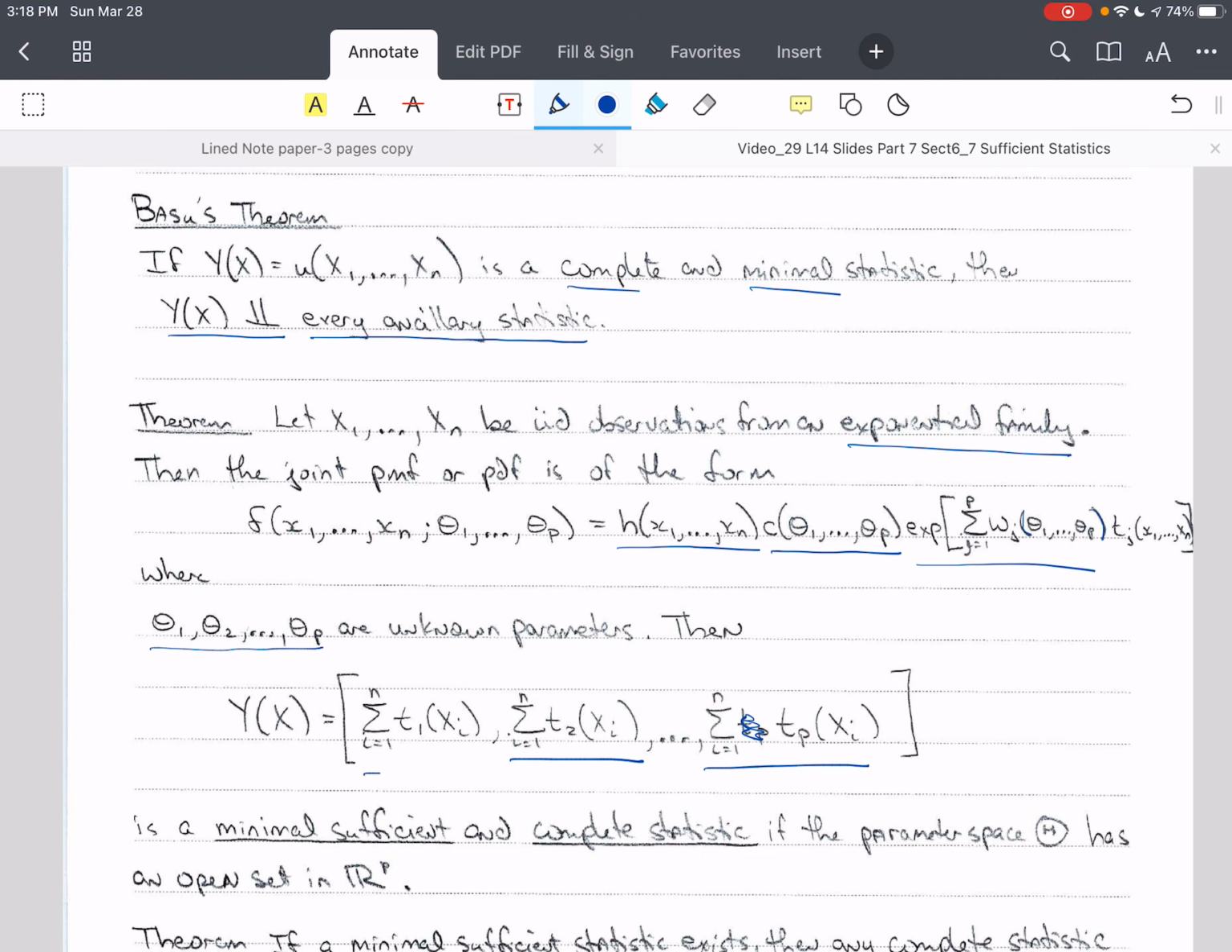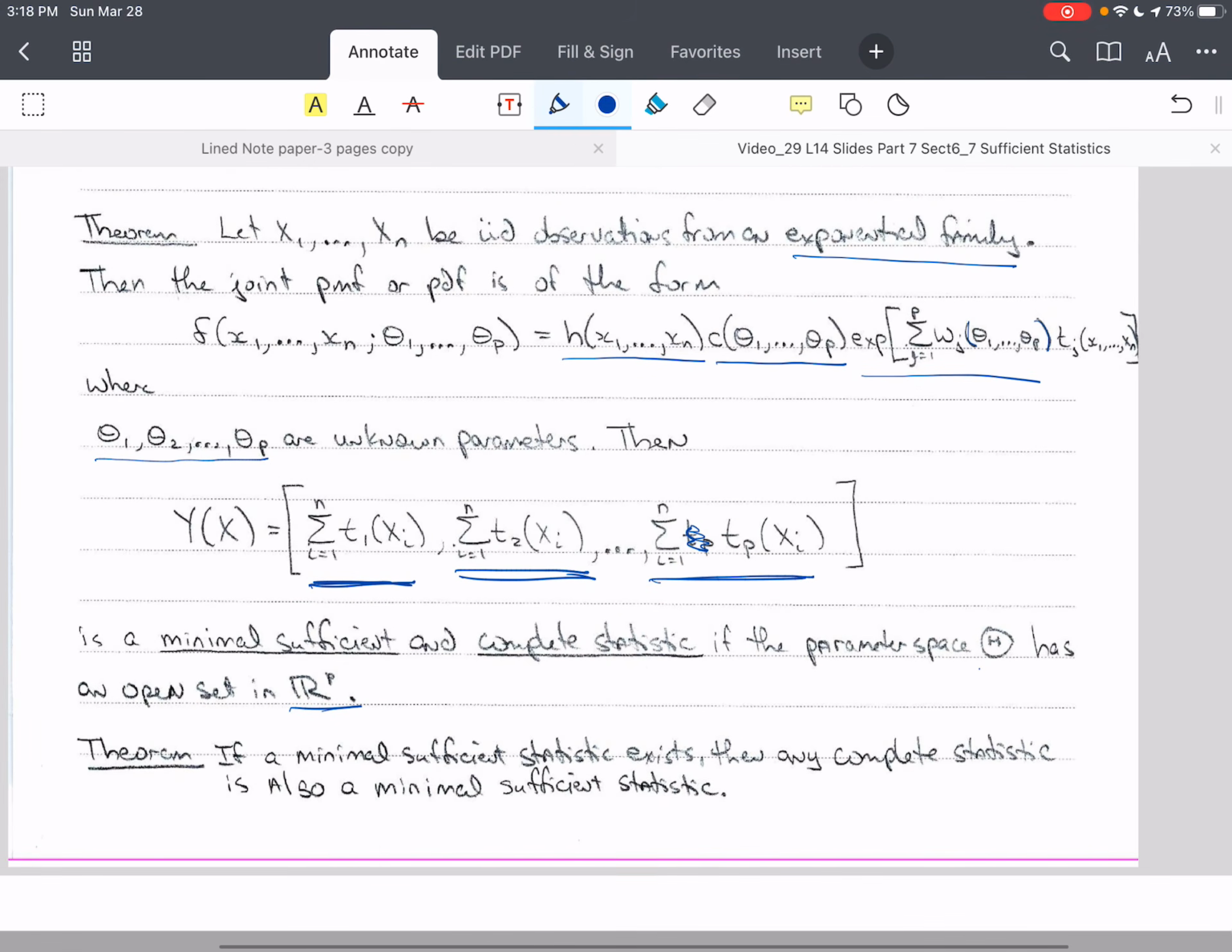This statistic, the vector of the sum of t1 of xi, the sum of t2 of xi, up to the sum of tp of xi, is a minimal, sufficient, and complete statistic if the parameter space contains an open set in R sub p. In other words, you can find an open set in R sub p. I'm not going to get into that, but it's actually not too hard when you have an example in front of you, but it's also not easy to conceptualize.